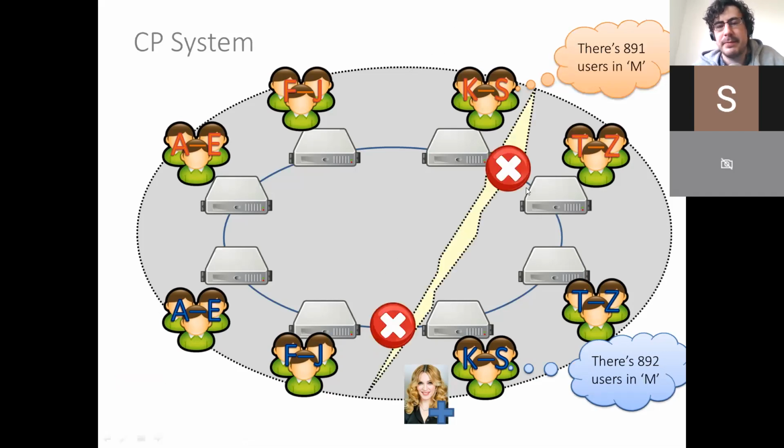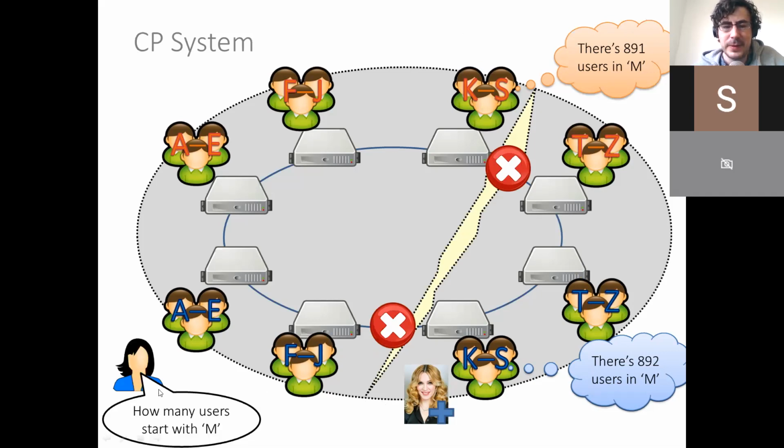The CP system, okay, so we have this partition, and now what we say is, okay, so what are we going to do, right? So we have a request, how many users start with M, and according to C, we cannot give an inconsistent answer or a sort of best effort answer. We have to be sure about what we return. There is a partition. So what will we do? Well, what we can do is just say, we can't respond to your request right now.